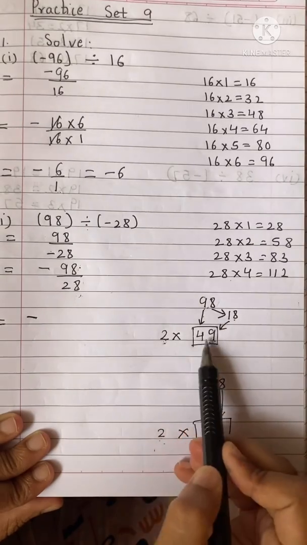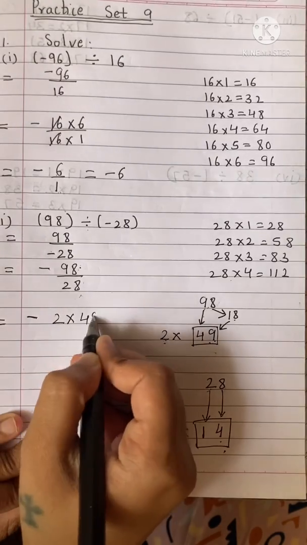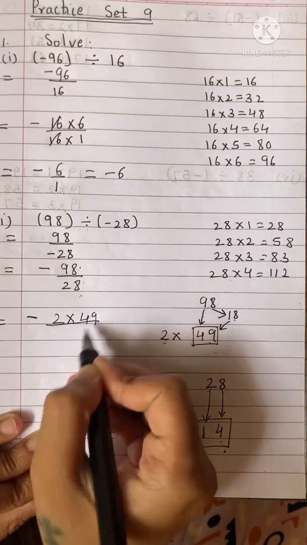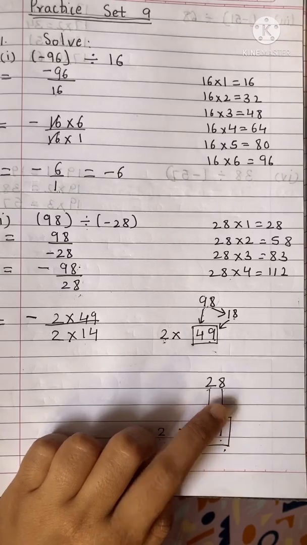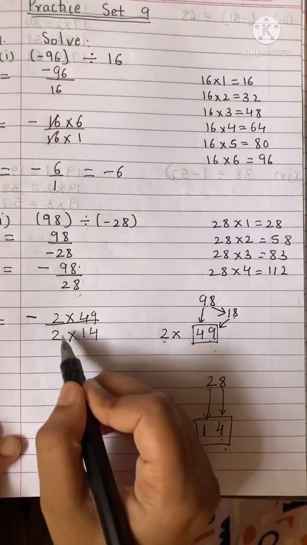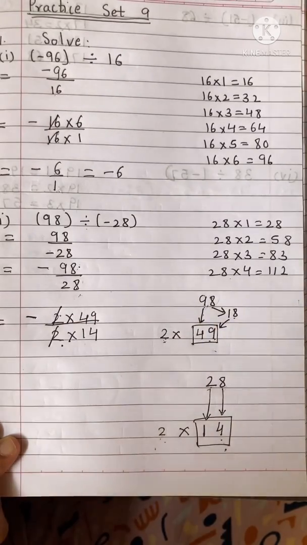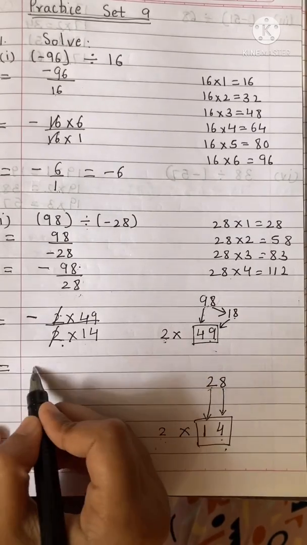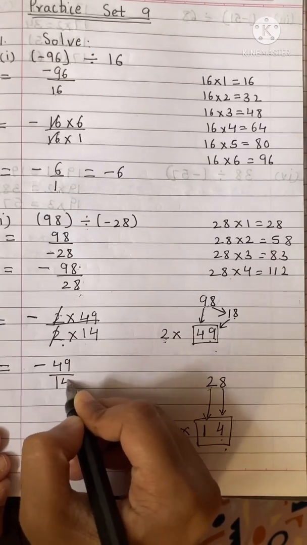And for 98 simplification, what did we get? 2 into 49. And for 28 simplification, what did we get? 2 into 14. So 98 and 28 come in a common table, which is 2's table, right? So we get 2 and 2 common in numerator as well as denominator. Now we can cancel 2 and write down the numbers which are remaining. So the minus sign is remaining, 49 is remaining, divided by 14 is remaining.